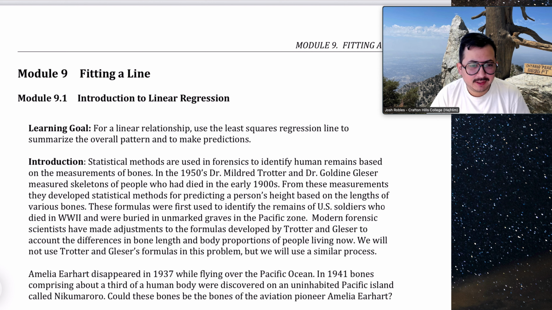Second module here in Unit 3. So this is Module 9. We're finishing up Unit 3. We've been talking about the idea of correlation, and all the time we've been referencing kind of this background line that I've sometimes been drawing. And so our goal is to actually calculate that line now.